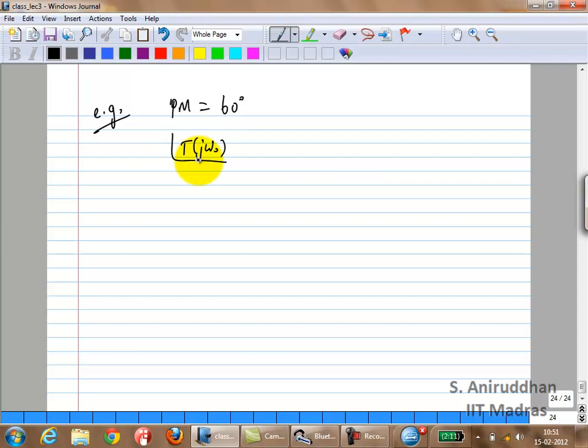What is the angle of T of j omega naught? Oh, sorry. Let's start off at 45. It's minus 135 degrees. We'll do 45, 60, and then we'll look at what happens in other cases also. Let's do 45. Okay. This is your closed loop.